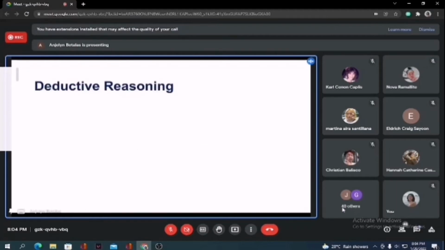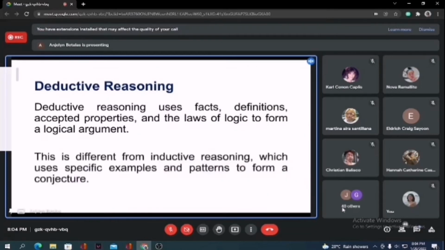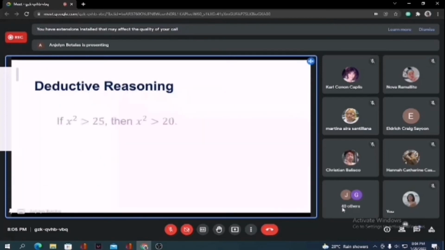On the contrary to that, deductive reasoning, deductive, deduce. It uses facts, definitions, accepted properties, and the laws of logic to form a logical argument. This is different from inductive reasoning, which uses specific examples and patterns to form a conjecture. So in deductive, meaning from general to specific. Example: if x squared is greater than 25, then x squared is greater than 20.